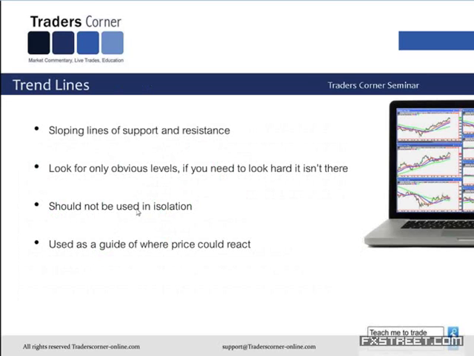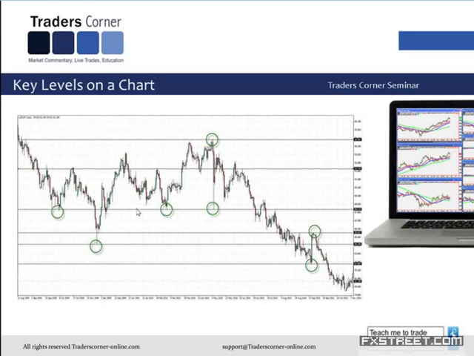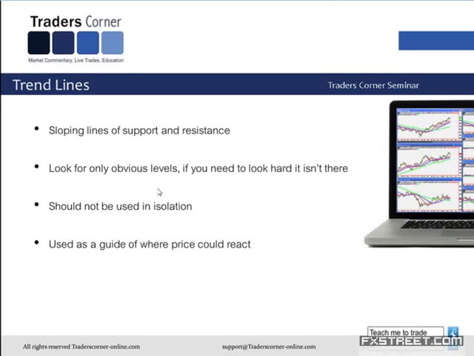Okay, so sloping lines of support and resistance, trend lines, that's the other type that we look at. Now remember, the horizontal lines, being these guys over here, this is the market's memory. This is what the market remembers. It's going to do something with that level. The trend lines are sort of like the market's crystal ball. This is the market projecting price into the future.